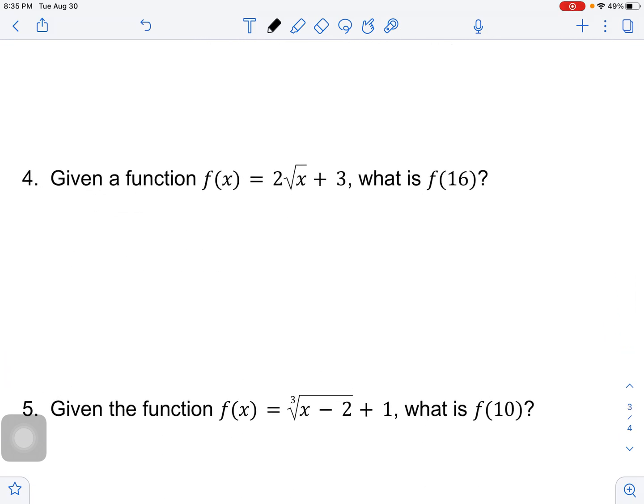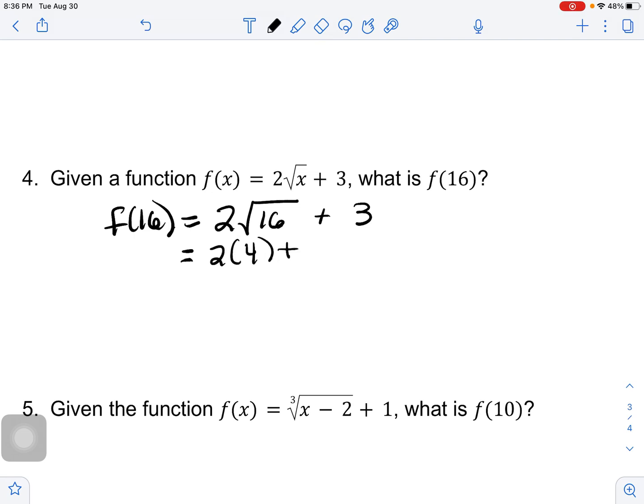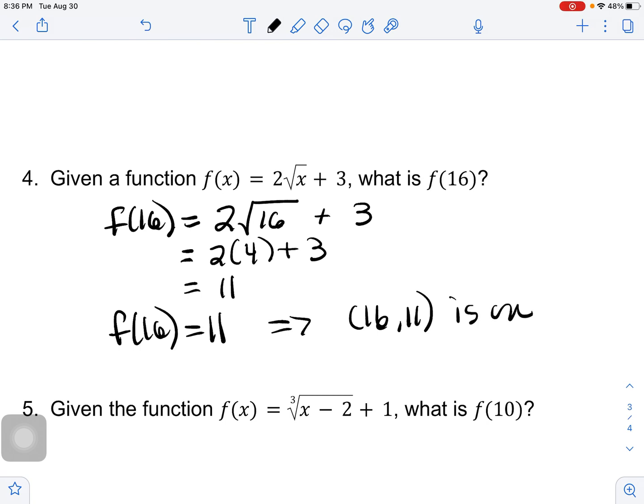Square root function, that's the next one we're going to evaluate. So that means we're going to do f of 16. And we call this the square root function because hopefully you see that there is a variable under the square root symbol. So 2 times the square root of 16 plus 3. Do your math. 2 times the square root of 16 means 2 times 4 plus 3. 8 plus 3 is 11. So f of 16 equals 11. And keep in mind, that means that 16 comma 11 is on the graph.